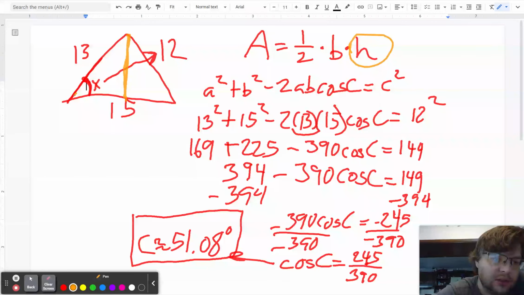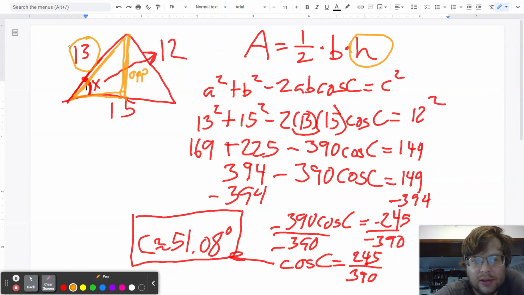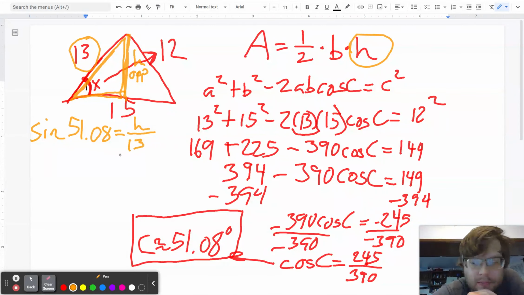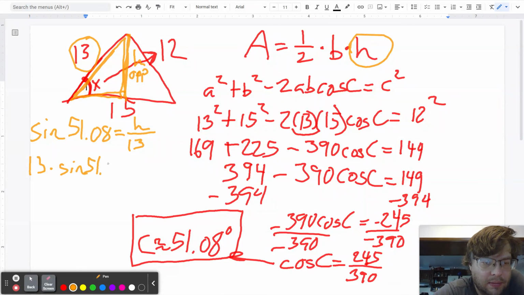Now, if I look at this triangle on the left here, the angle that I just found is opposite of the height. And I know the hypotenuse of 13. So I can say that the sine of 51.08 equals the opposite side, which I'm calling h because it's the height of the triangle, divided by the hypotenuse of 13. So all I need to do is 13 times the sine of 51.08, and that's the height.